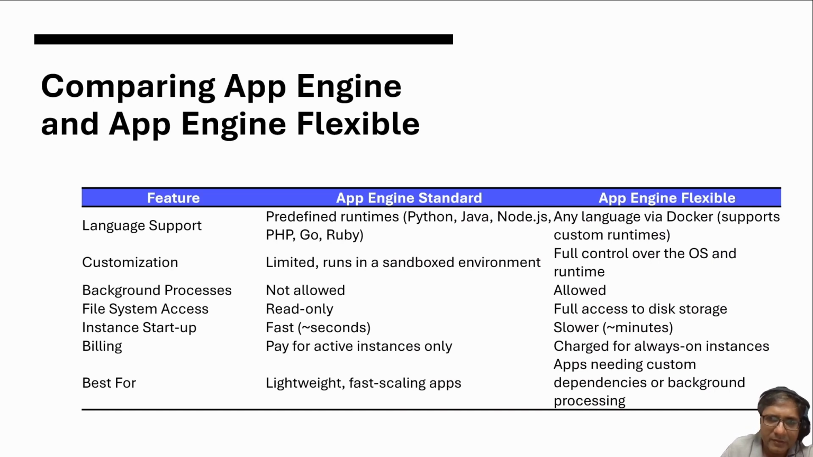App Engine Standard is good for lightweight, fast-scaling applications. App Engine Flexible is for custom dependencies or background processing. When required, you would choose App Engine Flexible. That's it.